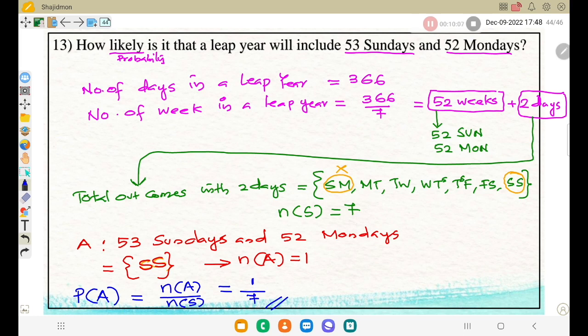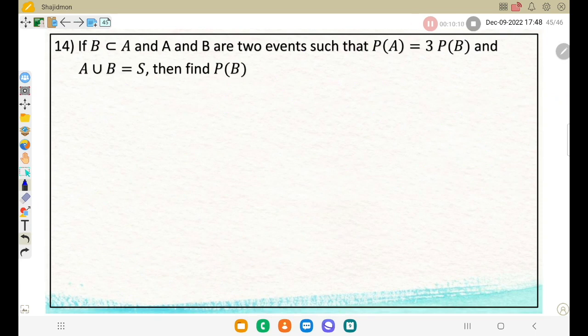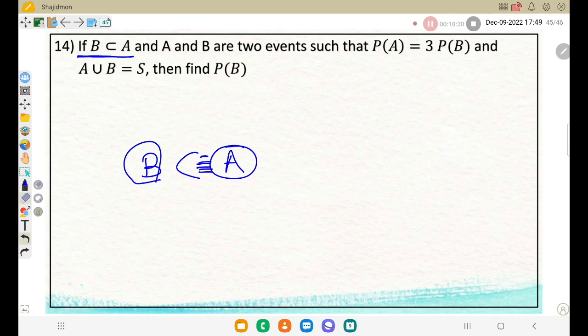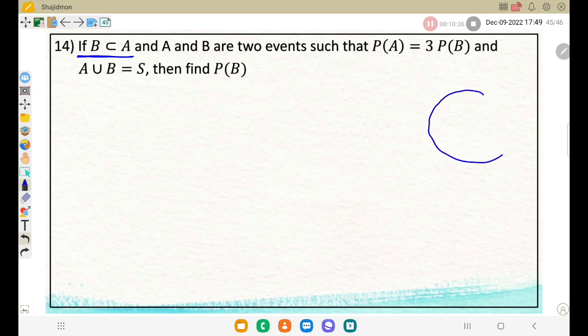Okay. Now one more question lastly we will do. If B is a subset of A, this is a different question. B subset of A means A is the bigger set, correct? A is the bigger set, B is the small set. Here I can show: A, and B subset of A. A is the bigger set and here B is the small set inside. It is a subset, correct?